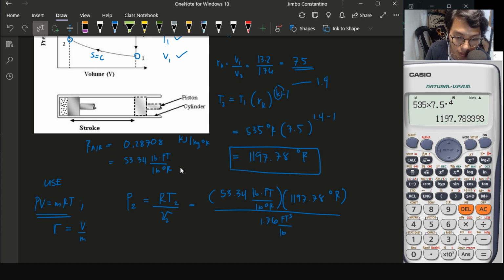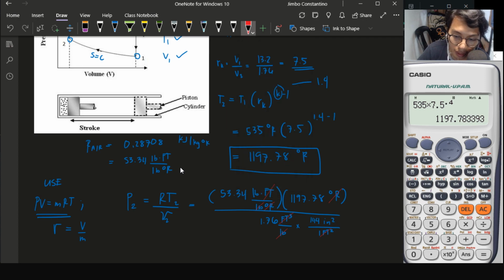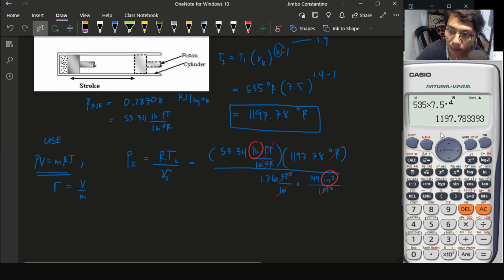Feet pa rin yun nandito. I-multiply natin ng factor. That is 144 inch squared per 1 foot squared. We cancel all the same units na meron tayo dyan. Yung feet cube, feet squared, yung pound, Rankine, and Rankine. Okay, ano ba ito? Ayan. So, what happened is, natira yung inch squared, and then yung pound. So, PSI na yan. So, what will be the answer?